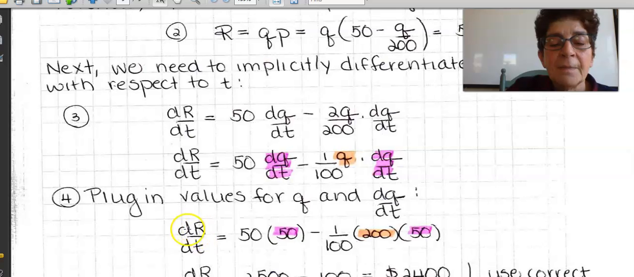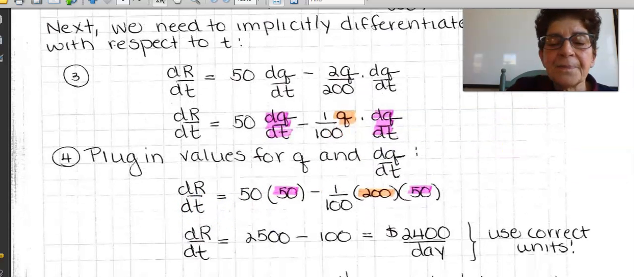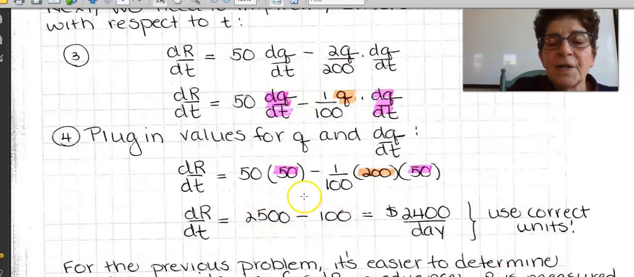My revenue, if you think about it, is going to basically be in dollars per day. So let's take a look at that. I'm getting 2,500 minus 100, or $2,400 per day.